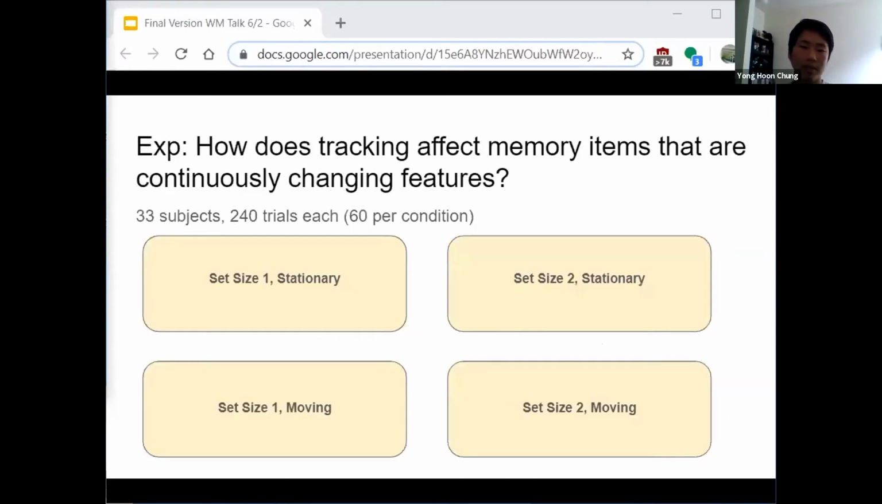So this is our experimental design. There were two main conditions, the stationary condition and the moving condition. We also varied the set size, set size 1 and set size 2, to see how set size influences this effect.